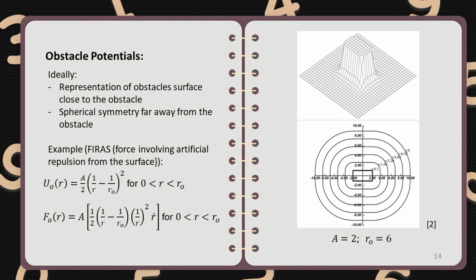One fairly common obstacle potential approach that takes the shape, or in other words the surface of the obstacle into account, is called force involving artificial repulsion from the surface, FIRS in short. The obstacle in this example is rectangular. A is just a scaling factor, RO is the effective distance to the obstacle, while R is the distance to the surface of the obstacle.